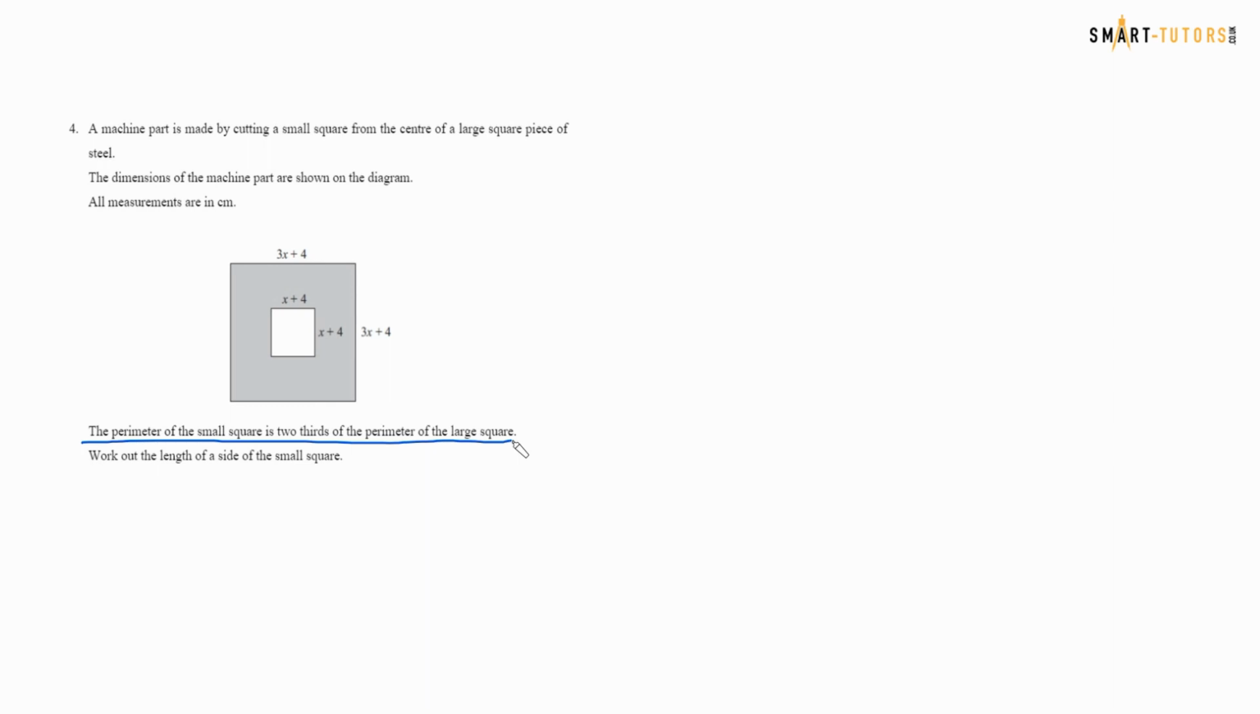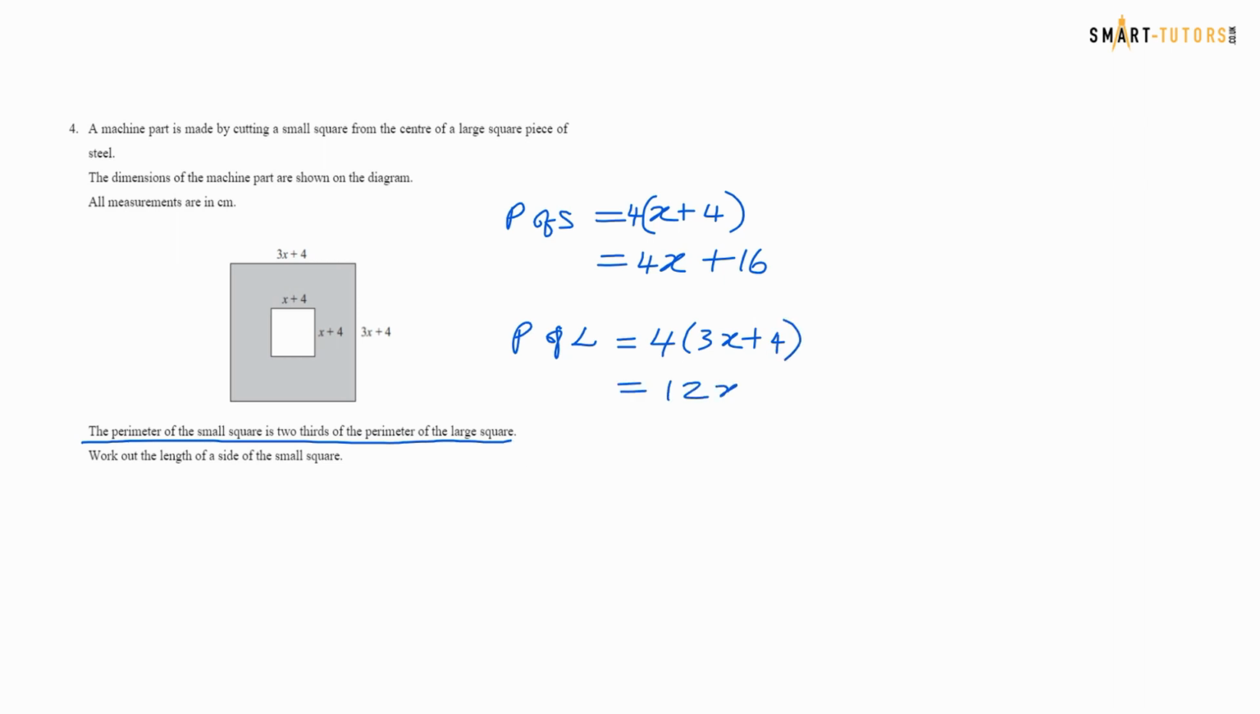So first of all, perimeter of the small square. The side is x plus 4, it's a square, so you can times by 4 or you add x plus 4 four times, both are the same. If you expand the bracket, 4x plus 16 is the perimeter of the small square. And the perimeter of the large square is 4 times 3x plus 4. If you expand the brackets, it's 12x plus 16.